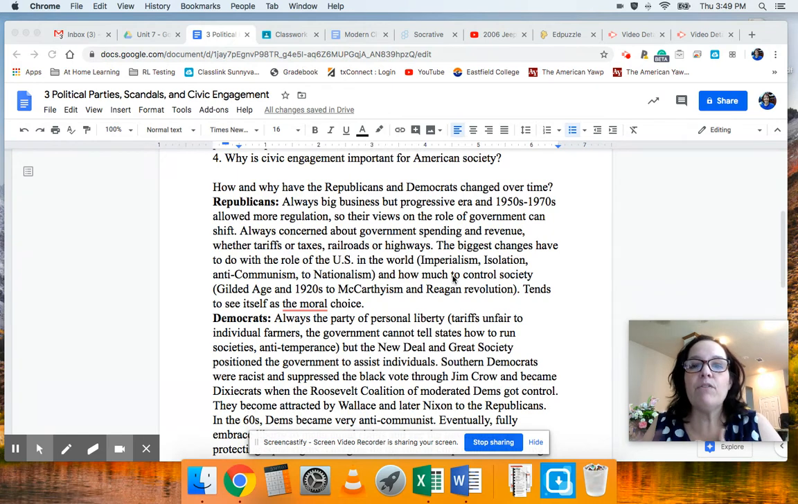So how have the parties changed over time? Well, some of this you should be able to think of yourself. You should be able to decide for yourself. We've looked at issues of identity, issues about the economy, issues about foreign policy. You should have a sense for how these parties ebbed and flowed over time.